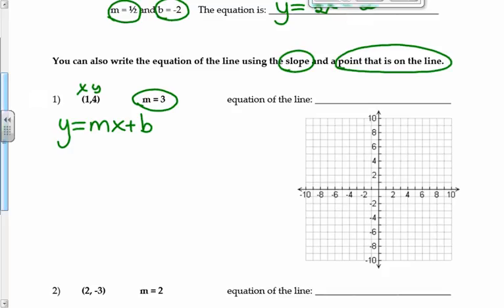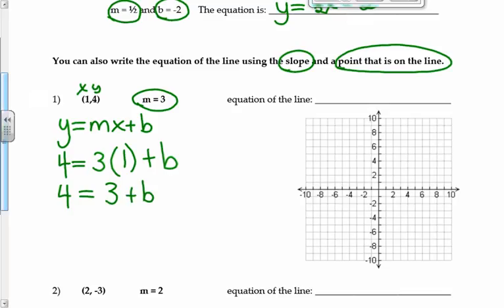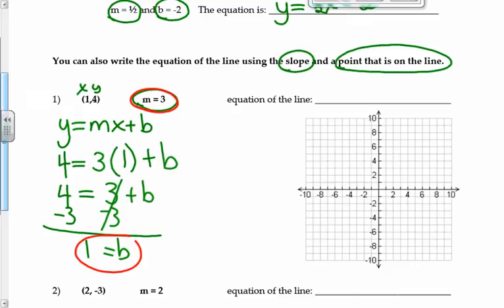So your y is 4, your slope is 3, your x is 1, and your b we do not know, so we're going to write it as plus b. Then we have 4 equals 3 plus b. To solve for b, or to get b by itself, we have to subtract 3 from both sides. Now we know that our b is 1.